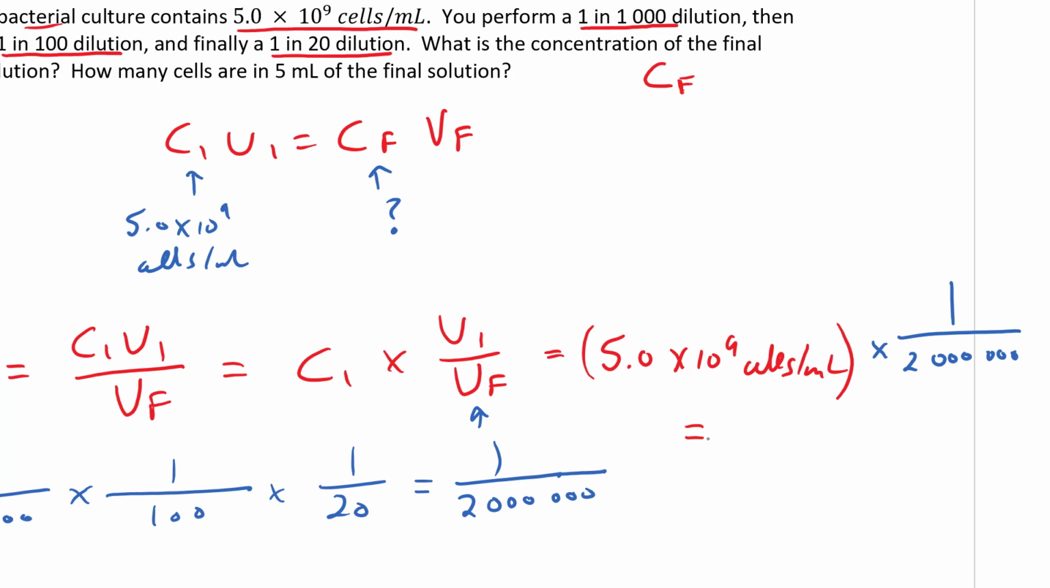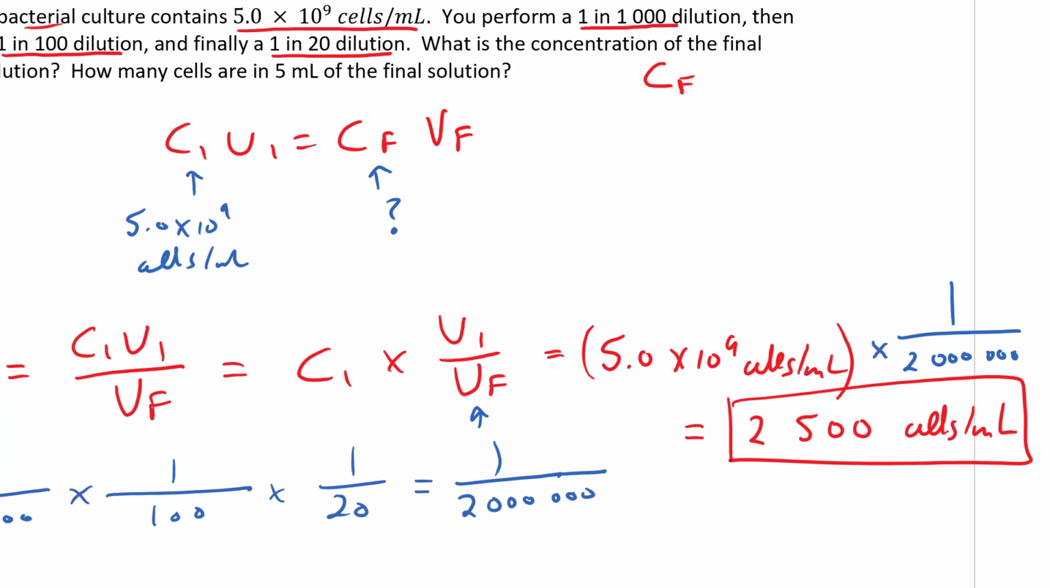5 times 10 to the 9 divided by 2 million, 2,500 cells per mil. This means if I took 1 milliliter of my final dilution in the serial dilution and I place that onto a plate, that means later on I should have 2,500 colonies of bacteria growing on my plate.